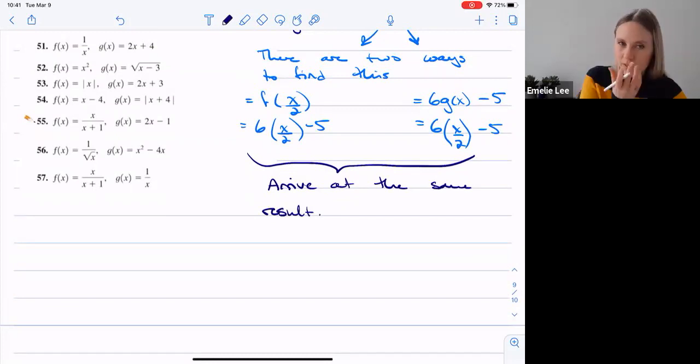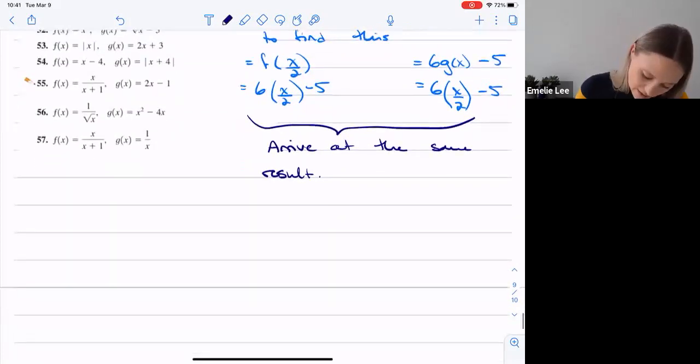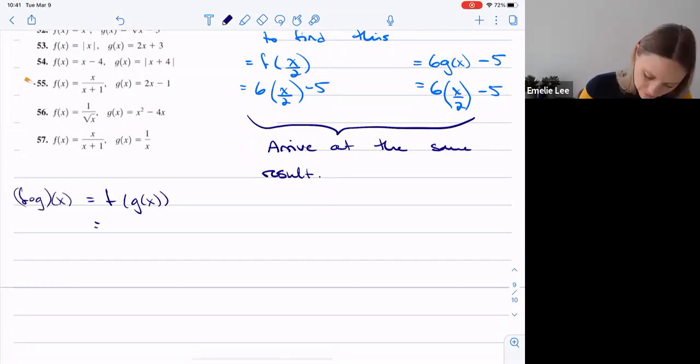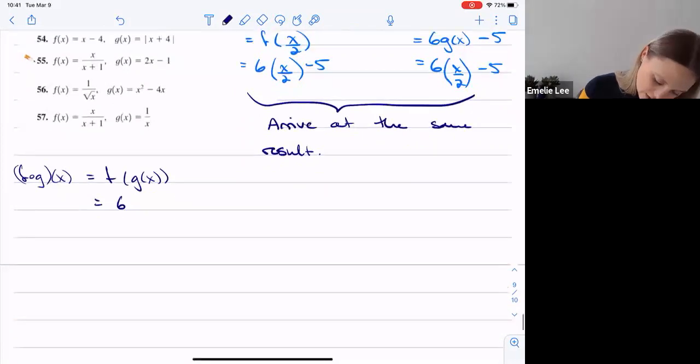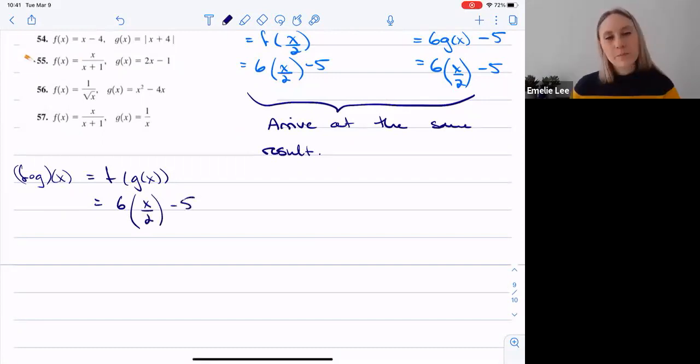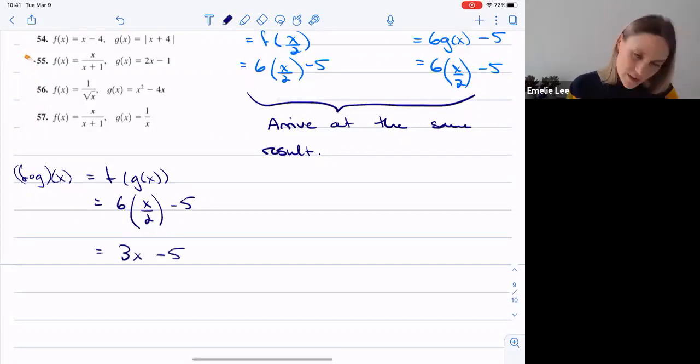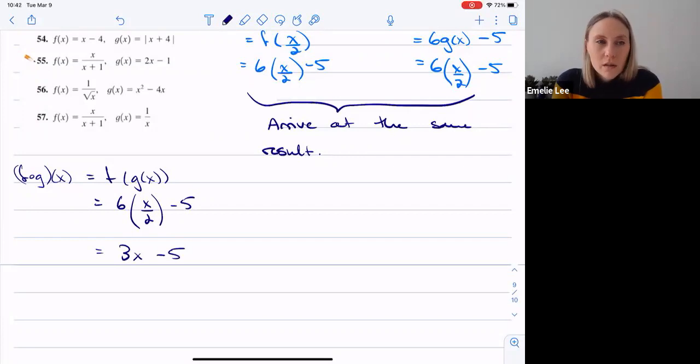So it doesn't matter how you do this, right? We find that f of g of x, which is actually f composed with g of x, becomes, regardless of how we got there, 6 times x over 2 minus 5. You probably want to simplify this a little bit, right? And so notice 6 over 2, I can simplify to 3, so I get 3x minus 5. Okay.